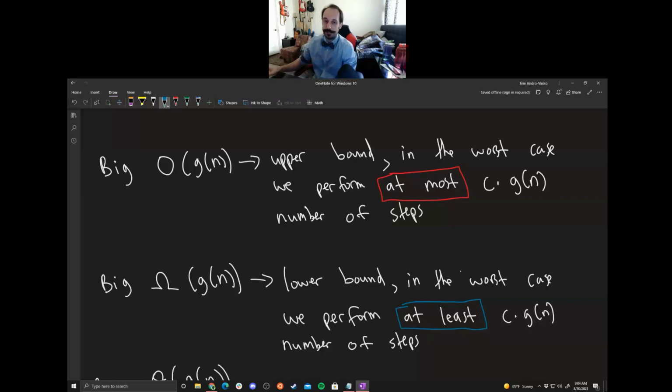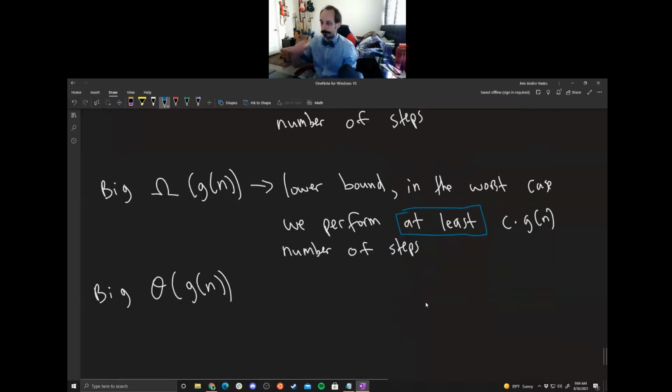So it's not really that omega is best case and O is worst case. They're always worst case, but this is at most in the worst case, and this is at least in the worst case. So hopefully that makes sense.